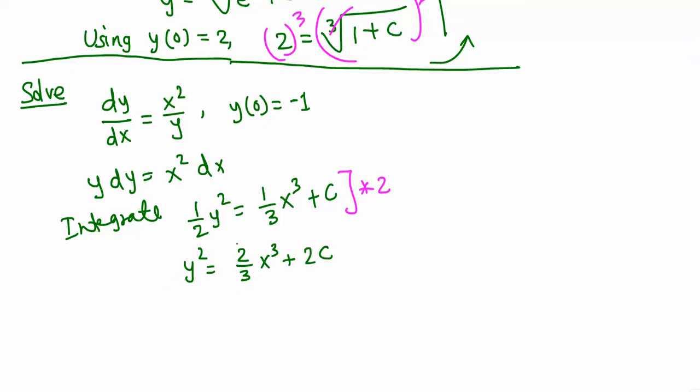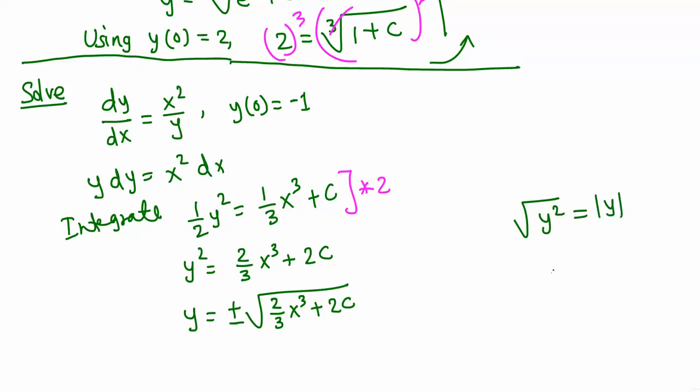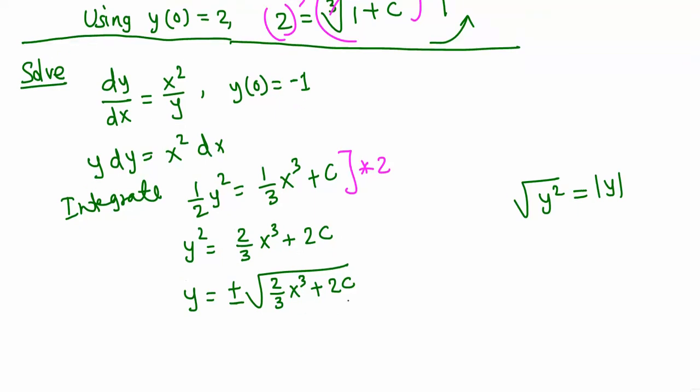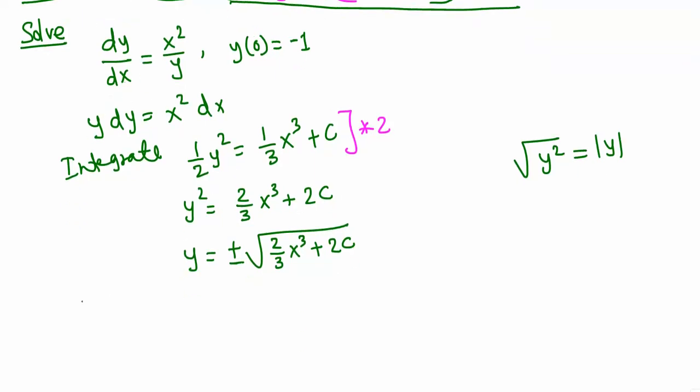Take the square root of both sides, so y equals the square root of 2/3 x cubed plus 2c, plus and minus. Because when we take the square root of y squared, since we don't know the sign of y, this is the absolute value of y, and when we get rid of the absolute value on the left, plus minus goes to the right. Now we want to use this initial condition to determine the value of c, and at the same time the plus minus, because we need to have only one solution. Here we got plus and minus.